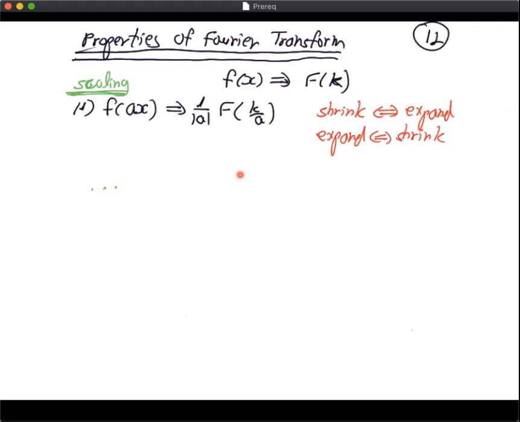Okay, so let's see. Yeah, so some other properties of the Fourier transform.